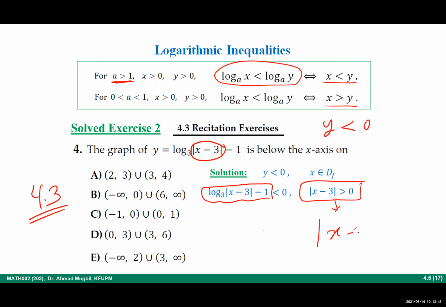Absolute value. Minus infinity to 3. From minus infinity to 3, from 3 to infinity, without 3. Can't choose 3. So it is easier to say all the real numbers except 3. This is what you meant? Yes. You're right. So all the real numbers except 3.